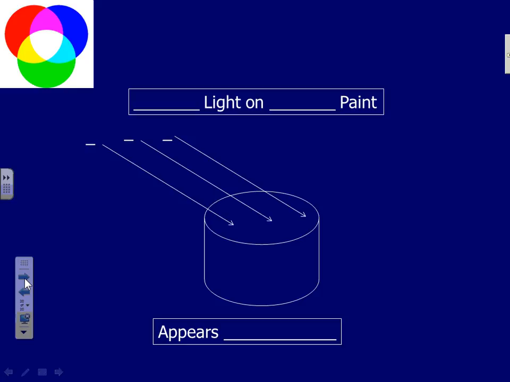Red and blue. I'm going to have the cyan light. What might the magenta look like? It might look blue because that's common between the magenta and the cyan. So our yellow might look green and our magenta might look blue. Okay? Go ahead, fire it up.